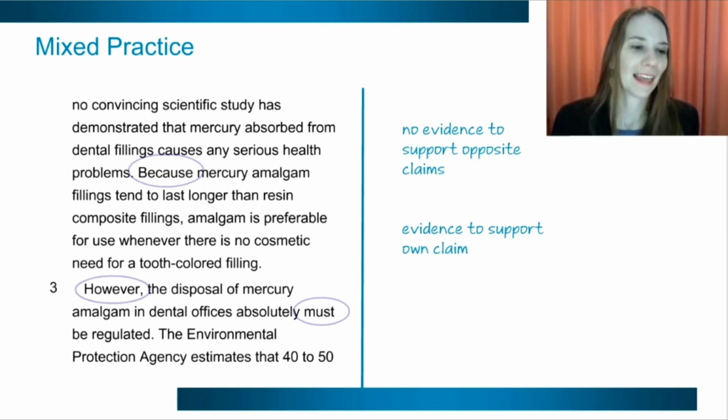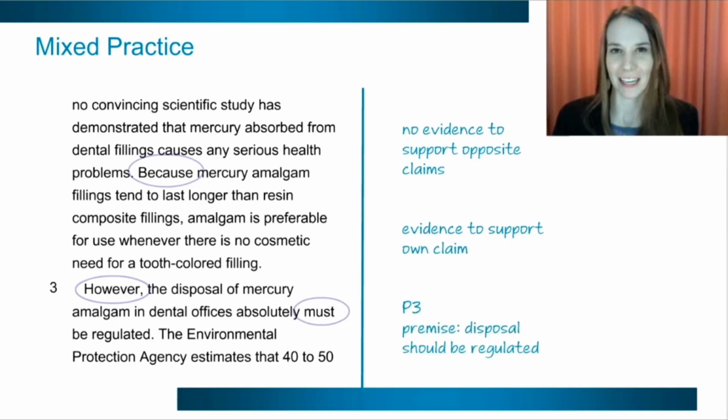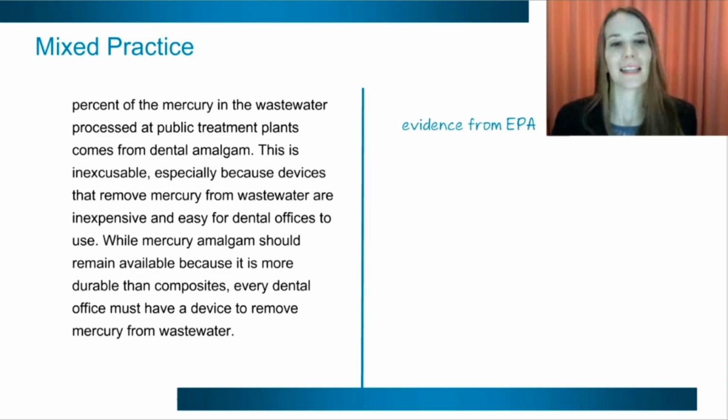The author is saying it must be regulated and then provides some evidence from the EPA. So here's that statistic. The EPA says that this ends up in wastewater. All right, so we don't necessarily want to pay attention to what the statistic is, but it is important to note, okay, this is evidence, and this is evidence from a source of authority. Right? The EPA would definitely be an authority on environment. So we do have a statistic. We've asked ourselves, is this coming from a reliable source? And yes, it is.